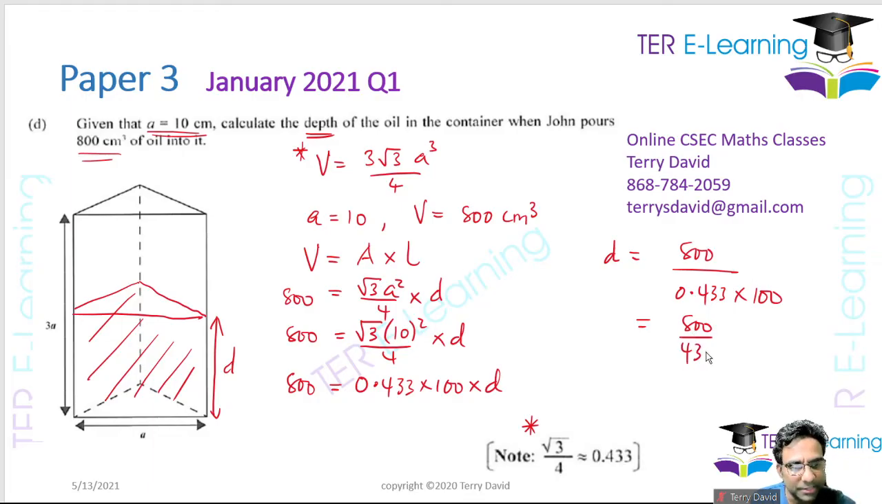So this here is 43.3, and therefore that depth of the oil is going to be 18.5, so this is about 18.5. What dimensions are we working at? We're working in cm, so this is 18.5 centimeters. That's the depth of the oil in the container, because not all the oil is going to fill the container.